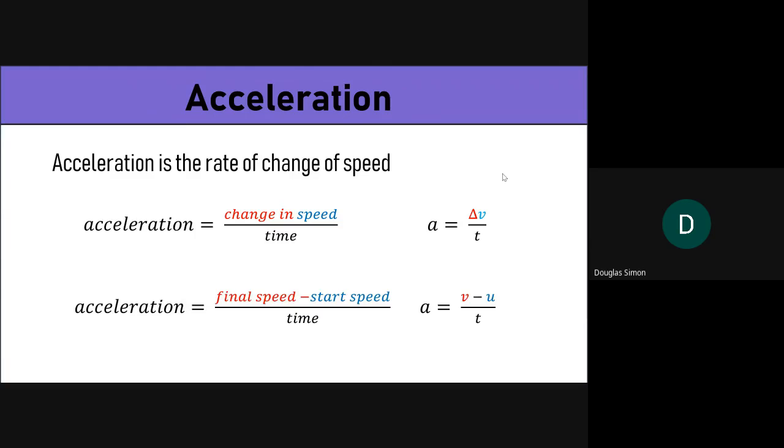Sometimes you'll see it written as this. Instead of change in speed, you'll be given the final speed and the start speed. And obviously, if you subtract one from the other, then you get the change in speed. And here on the right is it in symbol form. Either of these formulas is fine. They're exactly the same. They mean the same thing.